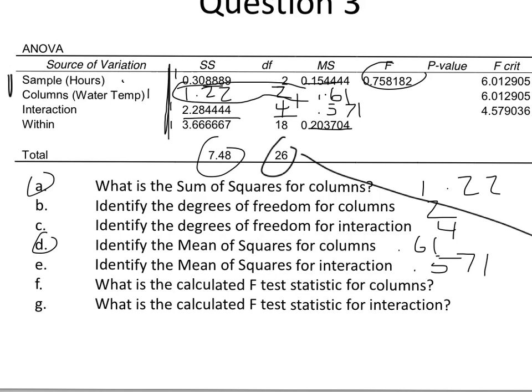And now we have what we need to do the next part, which is the calculated F statistic for columns. So if you remember, this value is going to be the denominator in all cases. So the first part here on F, we're going to say the calculated F statistic for columns. So we're going to divide 0.61 by 0.203704, and for that we get a result of 2.99.